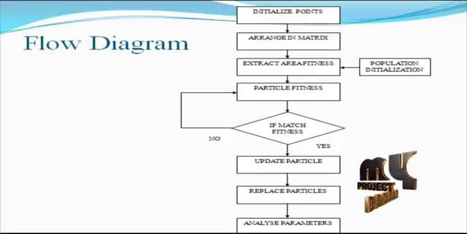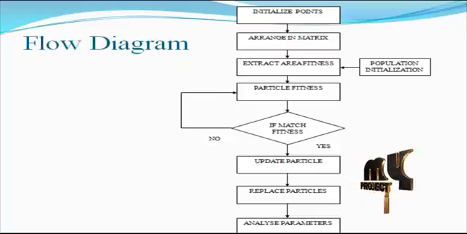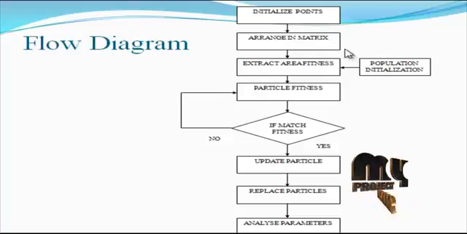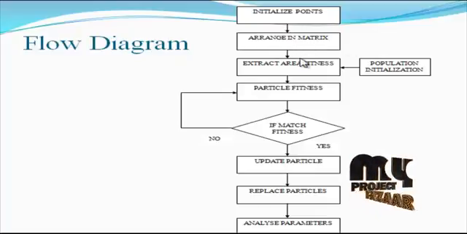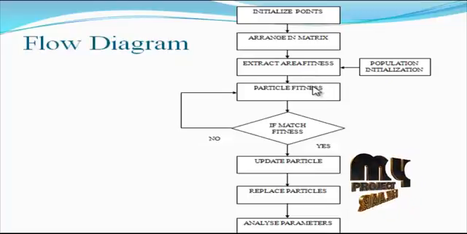First, initialize the points from any type of benchmark circuit in our regular routing architecture process. The benchmark circuit is read, the points are initialized, and the matrix formation is arranged for the next step. Then we calculate and extract the area fitness based on the population initialization in our architecture process. Then with the extracted area fitness points, we apply the particle fitness. This is the particle fitness, with an if condition based on matching fitness level.